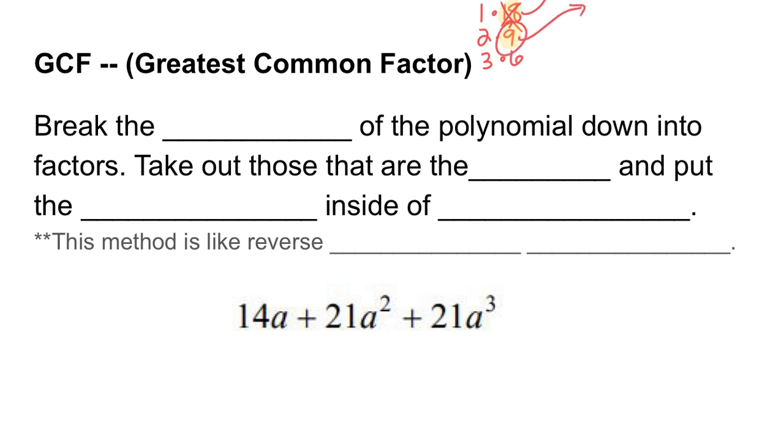9 is the biggest common factor. And so you can do that. You also could make a list for the 45 as well if you wanted to, like 1 times 45, 3 times 15, 5 times 9.